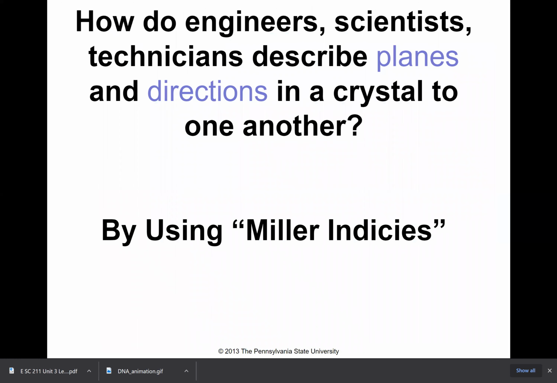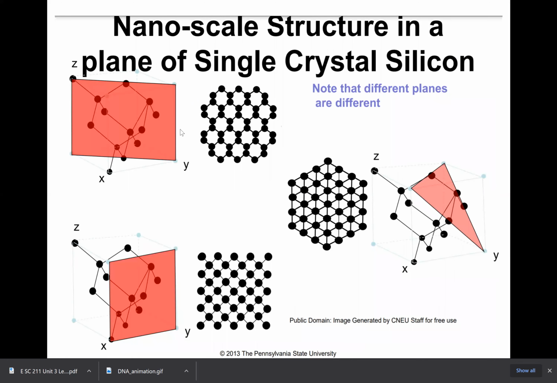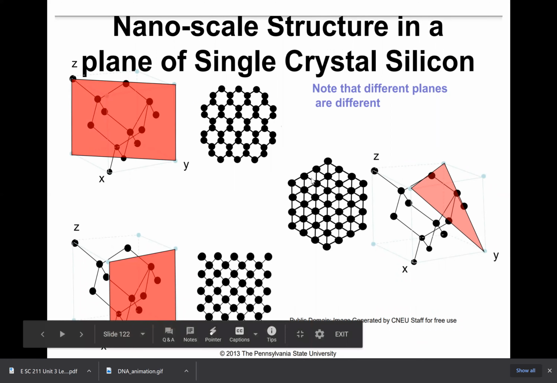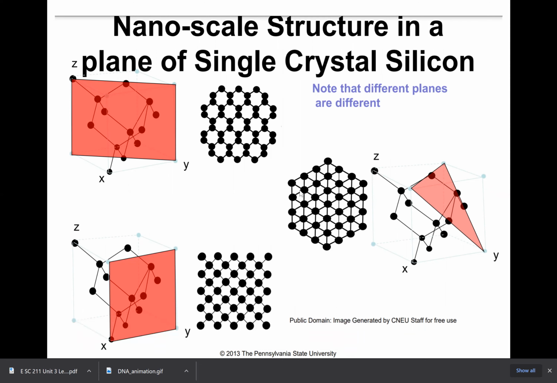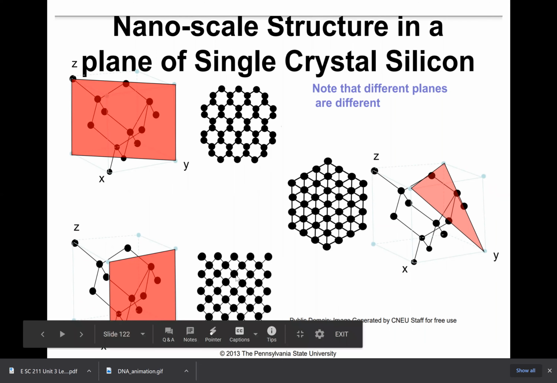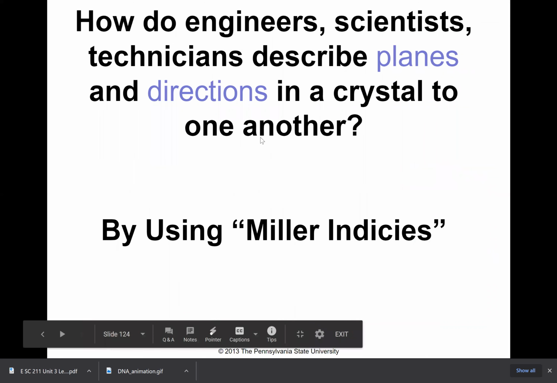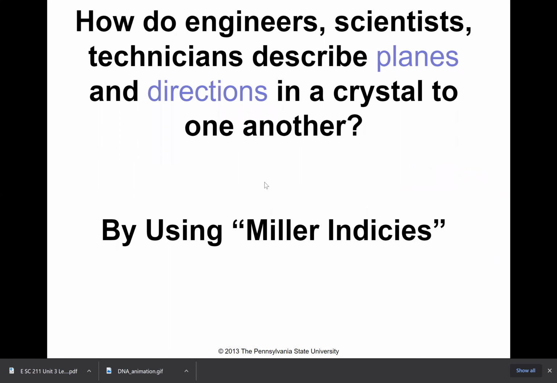How do engineers, scientists, technicians describe planes and directions in a crystal to one another? Because if I were an engineer or scientist or technician, and I want to describe one of these three planes, how am I going to do that? It doesn't really work well if I say, oh, this kind of flowery looking shape, or this diamond shape. What do you mean by that? It could be a bunch of different things. So how do we talk about it? We use a thing called Miller indices.